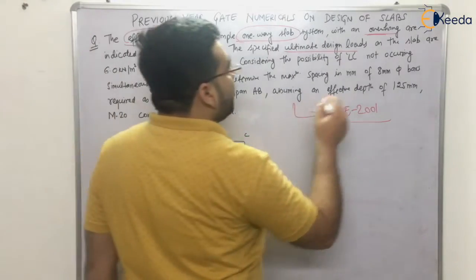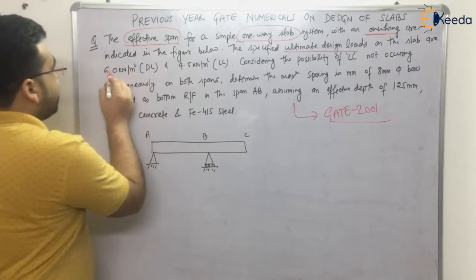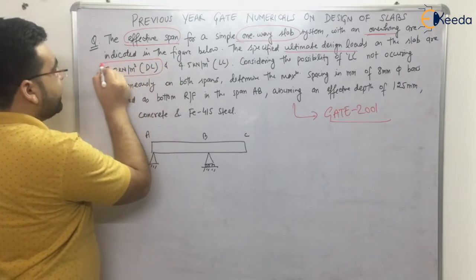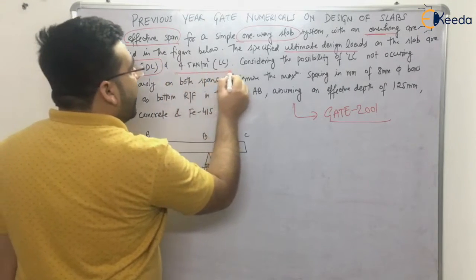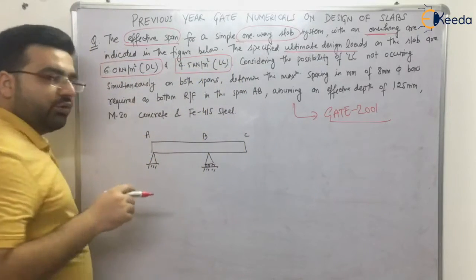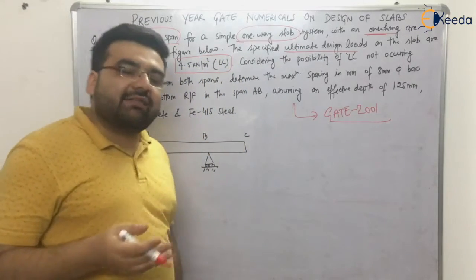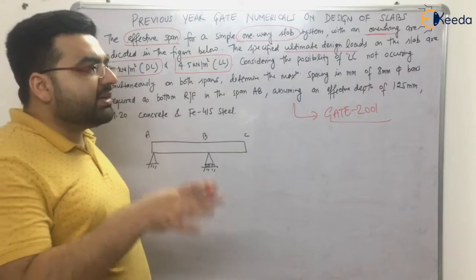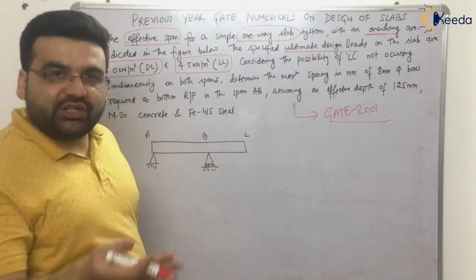Ultimate design load, factored loads on the slab are: 6 kilonewton per meter square is the dead load and 4.5 kilonewton per meter square is the live load, right? So what is dead load, what is live load? You must be knowing that dead load is a permanent load and live load can change.